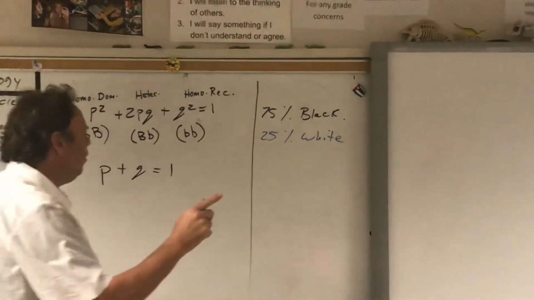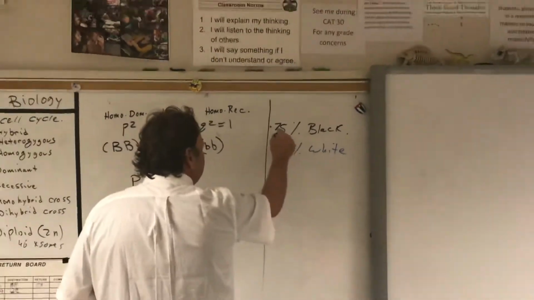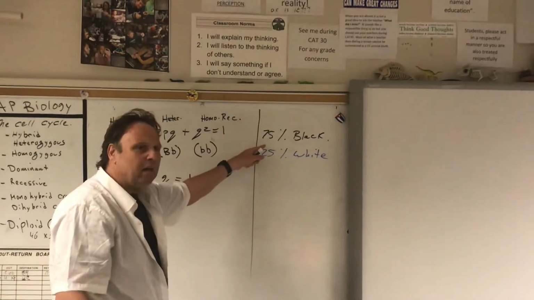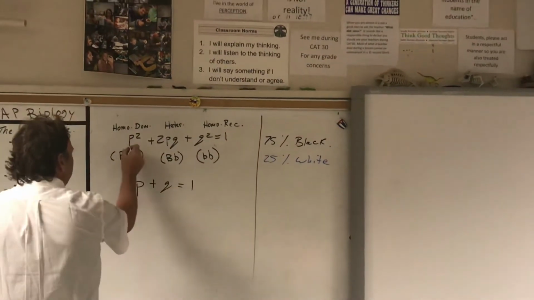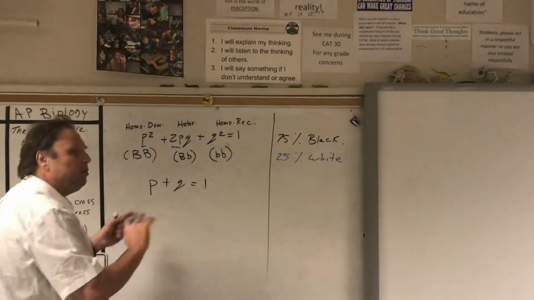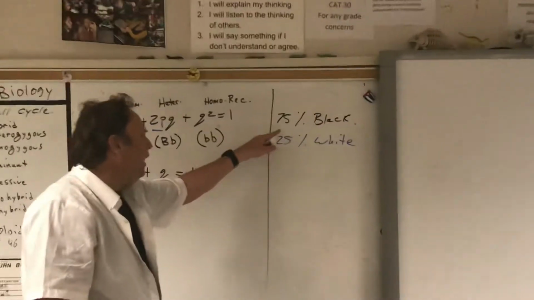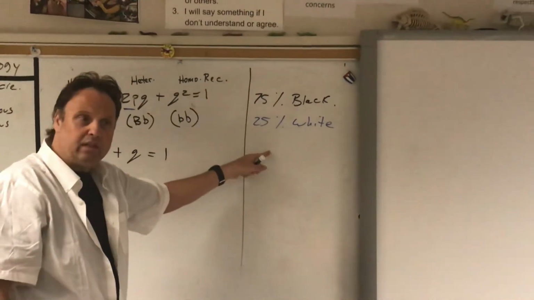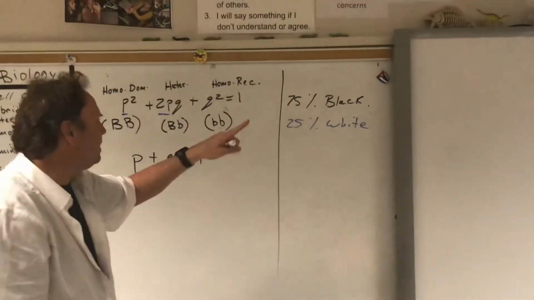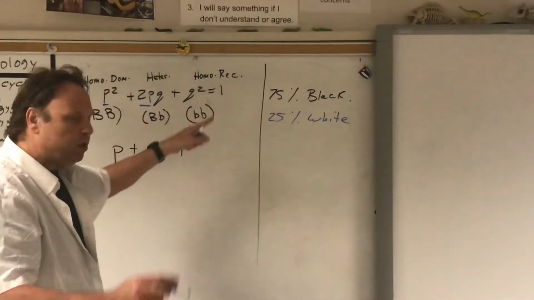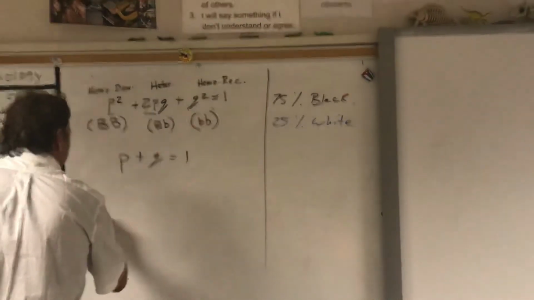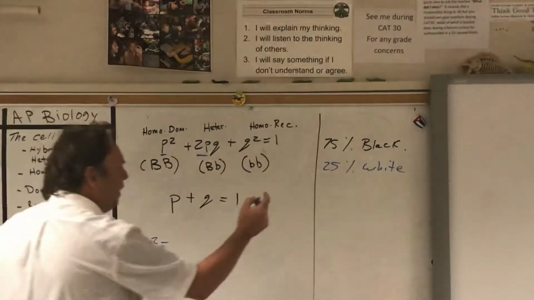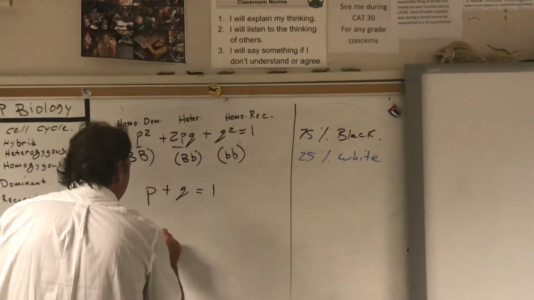So now you know that 25% are white, 75% are black. Don't work with your dominant allele, because there's two ways to be black. You could be black here, you could be black here. You don't know which it is, so there's no way to allocate percentages to the black. But you can allocate percentages to the white, because you know the only way to be white is right there, q squared. So you know now that q squared equals 25%, which 25 over 100 is 0.25.